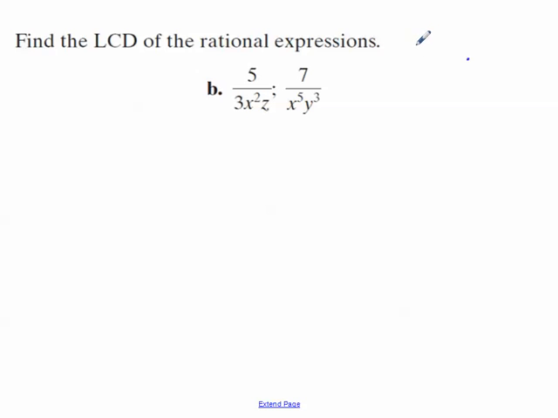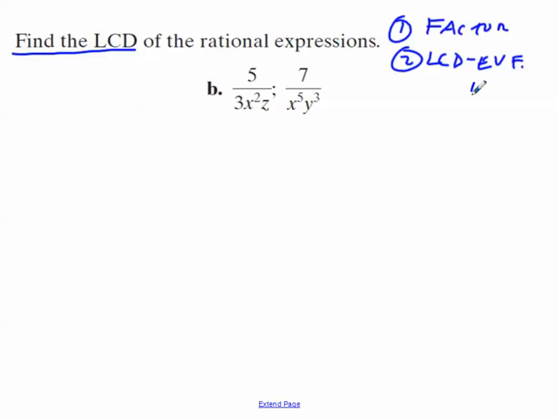If we're going to find our lowest common denominator, step number 1 is to factor our denominators. Step number 2 says the lowest common denominator is every factor from every denominator to the highest power. Sometimes my writing is not great. To the highest power.